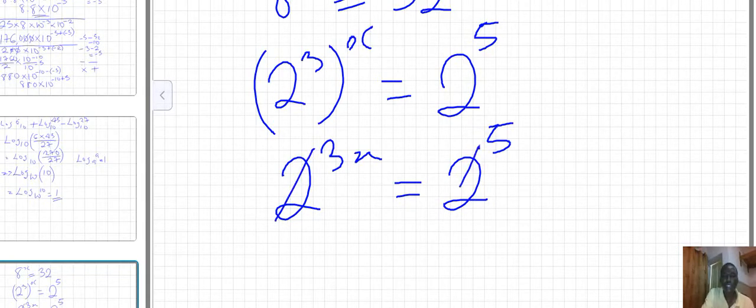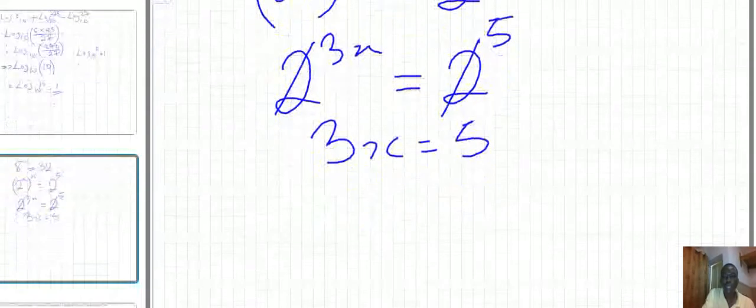So now we have a common base. This will cut this, right? And the next thing we'll have is the powers will be equal to the power. That will be 3x equal to 5. So with this, we can easily solve because our x will now be equal to 5 over 3.